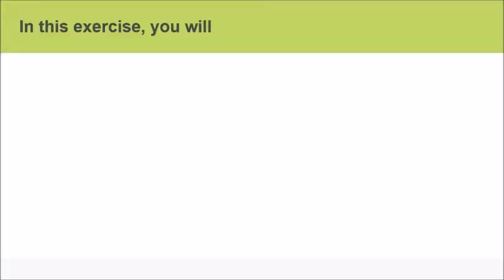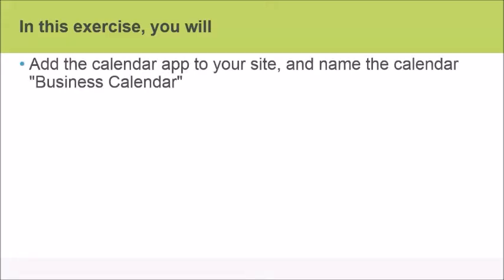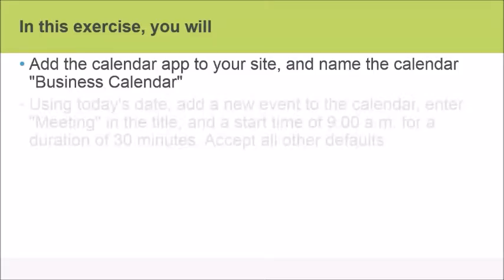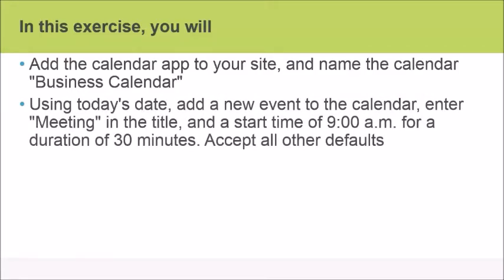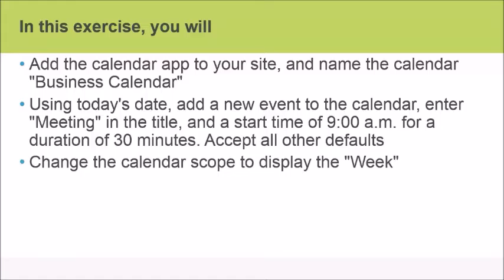Now that you've had a chance to learn about using content types, workflows, the calendar app, and Office applications from within SharePoint 2016, it's time to put your knowledge to the test. In this exercise, you'll start by adding the calendar app to your site and name the calendar Business Calendar. Then, using today's date, add a new event to your calendar. Enter Meeting in the title and put in a start time of 9 a.m. for a 30-minute duration, accept all other default settings. Now, change that calendar scope so it displays the week.